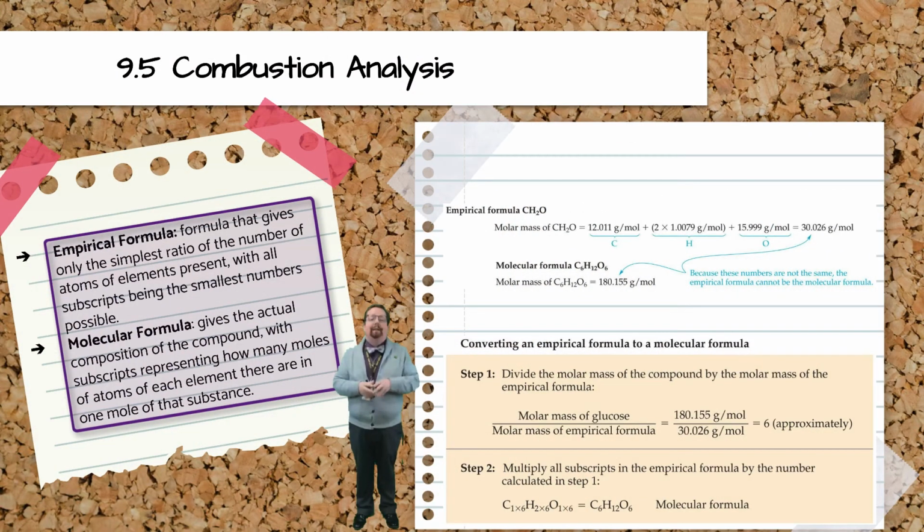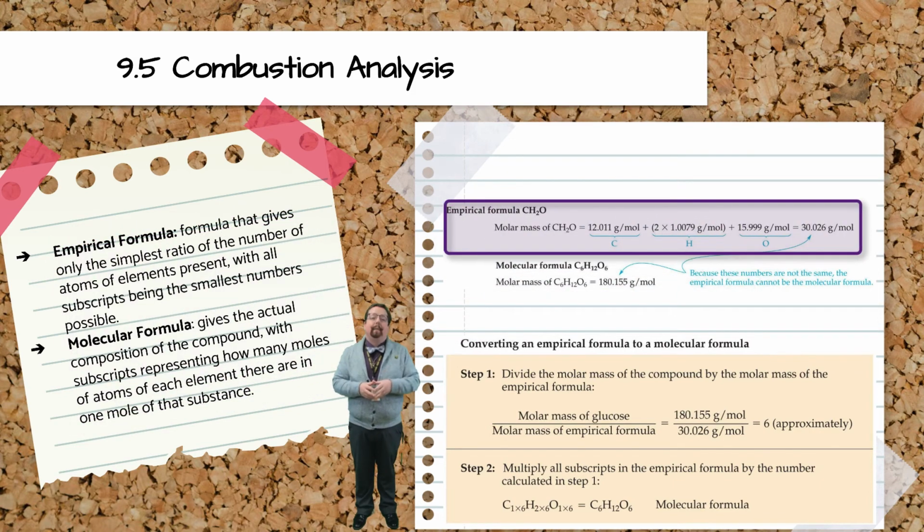As a quick reminder, the empirical formula just tells you the simplest whole number ratio of moles of atoms of each element present in a compound. The molecular formula tells you the actual number of moles of atoms present in 1 mole of that compound. So if we found the molar mass of our empirical formula, the CH2O, that is 30.026. Through another experiment, we found that the molar mass of our sample was 180.155 grams.